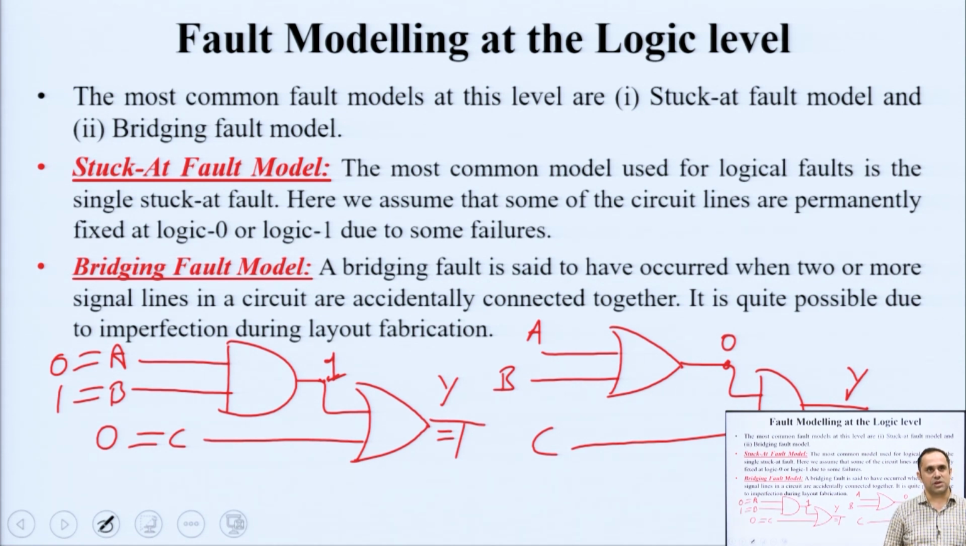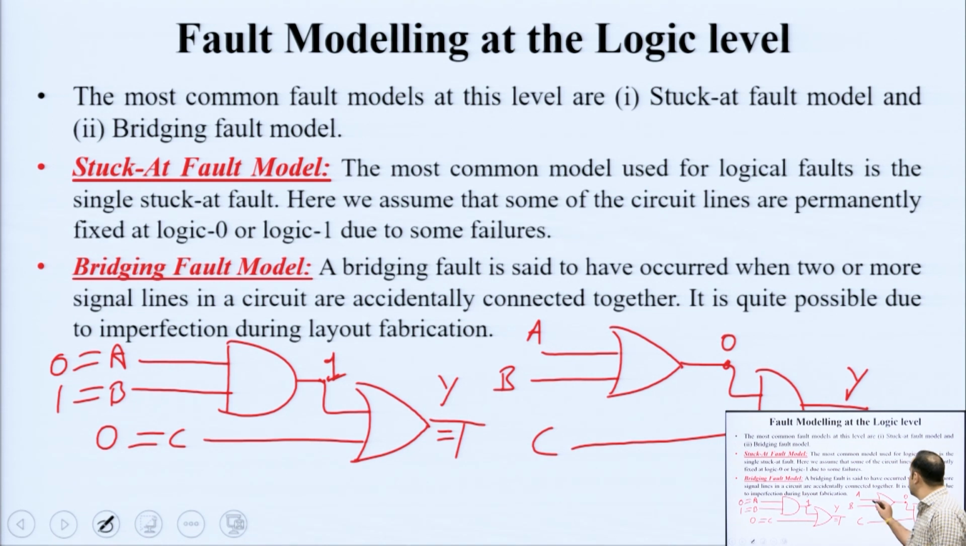Because when C is 0, the output of this OR gate is dependent on this input, right. And since this is coming from an AND gate, if one or both the inputs are 0, I should be getting a 0 here. But what I am seeing here is that I am getting my output as 1. So, this is your fault modeling. You are trying to simulate your circuit in such a way that what particular type of fault might be existing and where it might be existing.